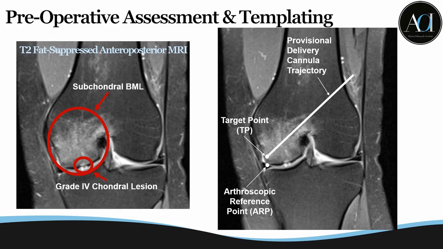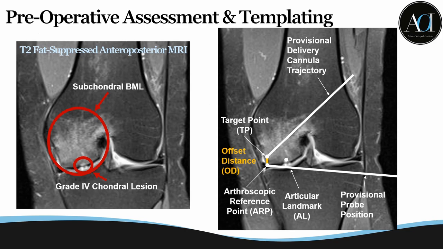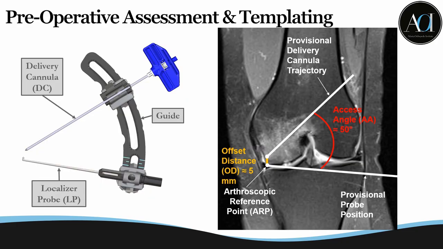Landmarks that help identify this location are noted and include anatomic structures or pathologic lesions. The placement of the localizing probe is then templated. The offset distance is the measured gap between the target point and the arthroscopic reference point. The angle formed by the delivery cannula and the localizing probe is called the access angle. The guide parameters will be set according to these measurements. In this case, the access angle was set to 50 degrees with an offset distance of 5 millimeters. It is the offset distance which allows for drilling into the lesion without violating the subchondral bone.